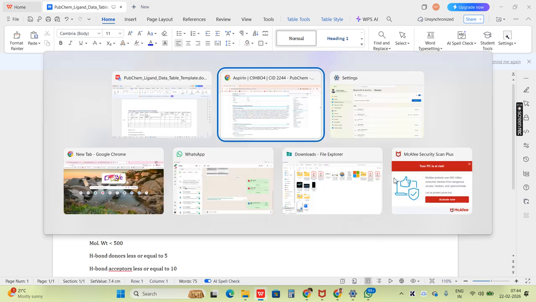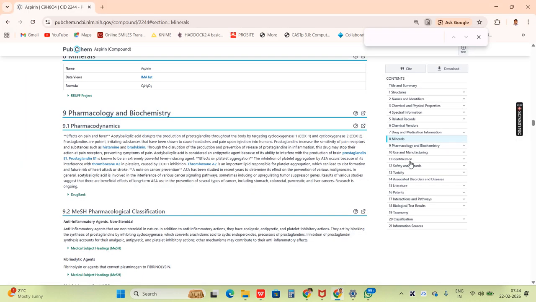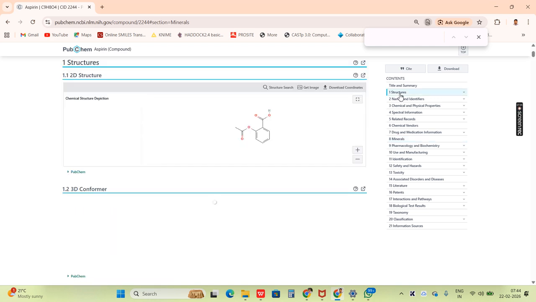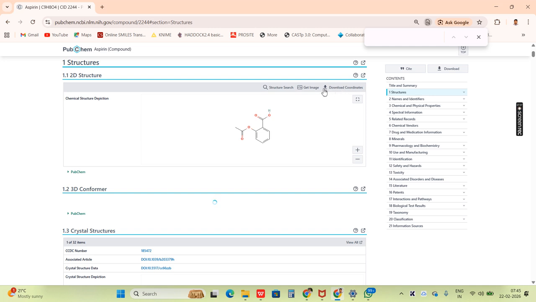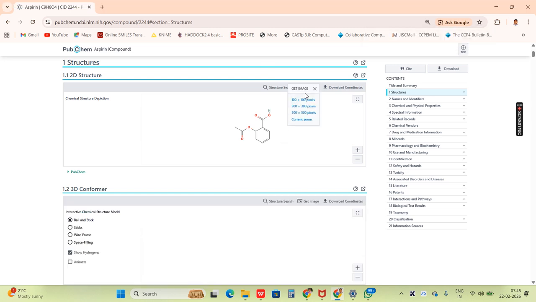Let's navigate back to PubChem. You can see in the summary on the right hand side, there are the structures. You can download the image of the 2D structure. Just click on get image. You can go for the highest pixel, so it will be a good one.